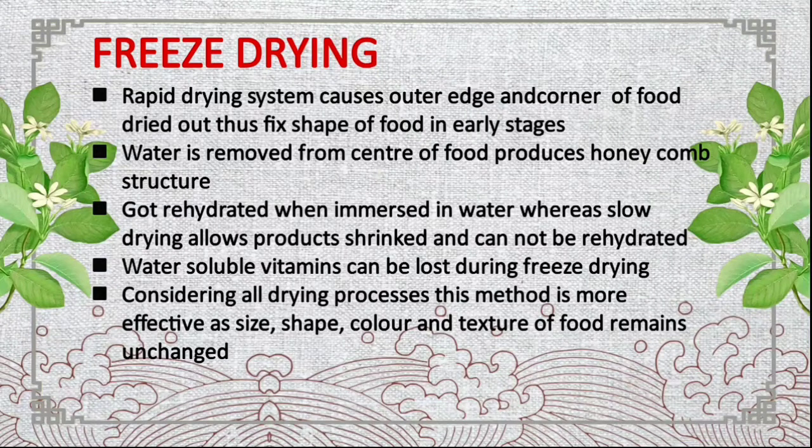Freeze drying. A rapid drying system causes the outer edge and corners of the food to dry out, thus fixing the shape of the food in the early stages. The water is removed from the center of the food, which produces a honeycomb structure that gets rehydrated when immersed in water, whereas slow drying allows the product to shrink and it cannot be rehydrated.